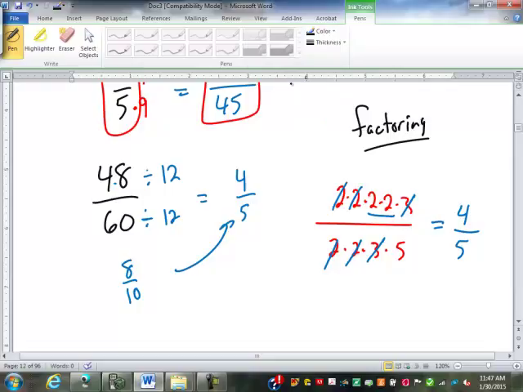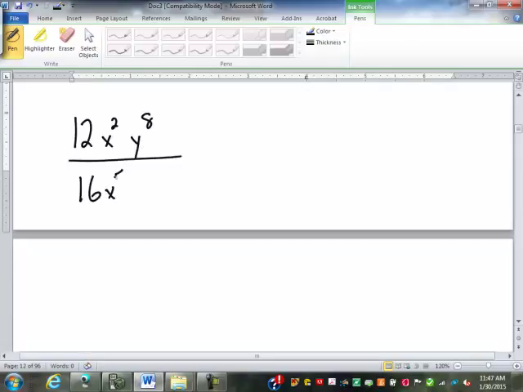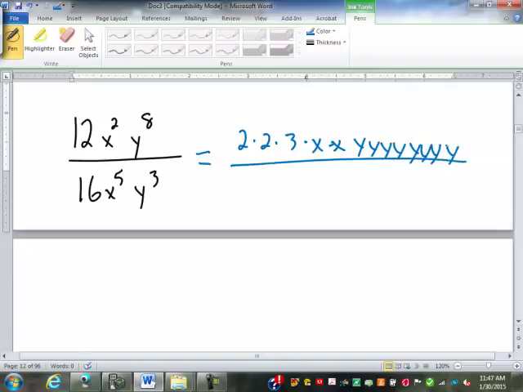Now the numerical fractions, it's just as easy to just divide by whatever we see we can divide them both by. But if we get into algebraic fractions like 12x squared y to the 8th over 16x to the 5th y to the 3rd, being able to use that factoring helps us to reduce them. Now, many of you have probably reduced these by subtracting powers, which is wonderful. That's the shortcut. But it all comes from factoring.